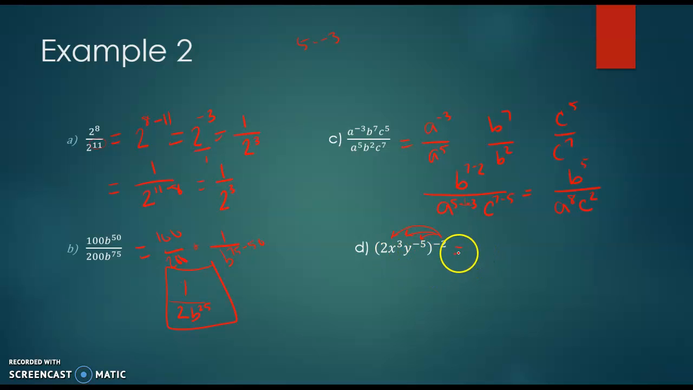So in this case, we're going to end up with 2 to the negative 2, x to the negative 6, because 3 times negative 2 is negative 6, and y to the 10th power. So the y is going to stay, but these two have negative exponents. So we're going to end up with y to the 10th power over 2 squared times x to the 6th. And then I'm going to evaluate the 2 squared, so y to the 10th over 4, x to the 6th. And that is our final answer. All right, and so that's how negative exponents work.